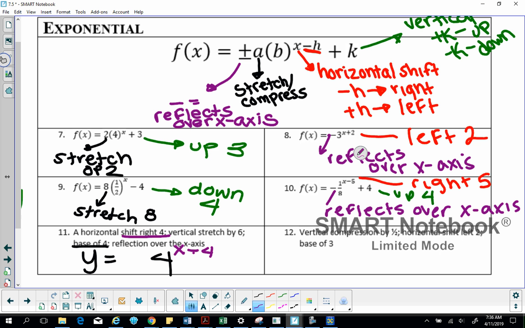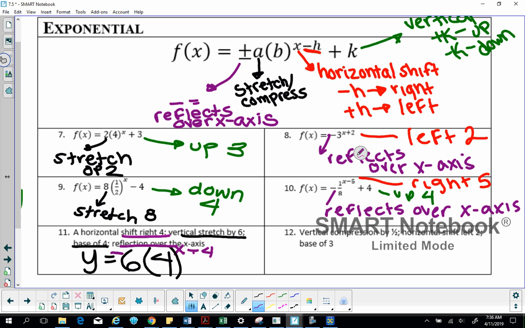Where would vertical stretch be? Yep, right here. The vertical stretch is 6. And then reflects over x-axis. What does that mean? Where do I put that negative sign? Numbers and negatives. Right here. Perfect.